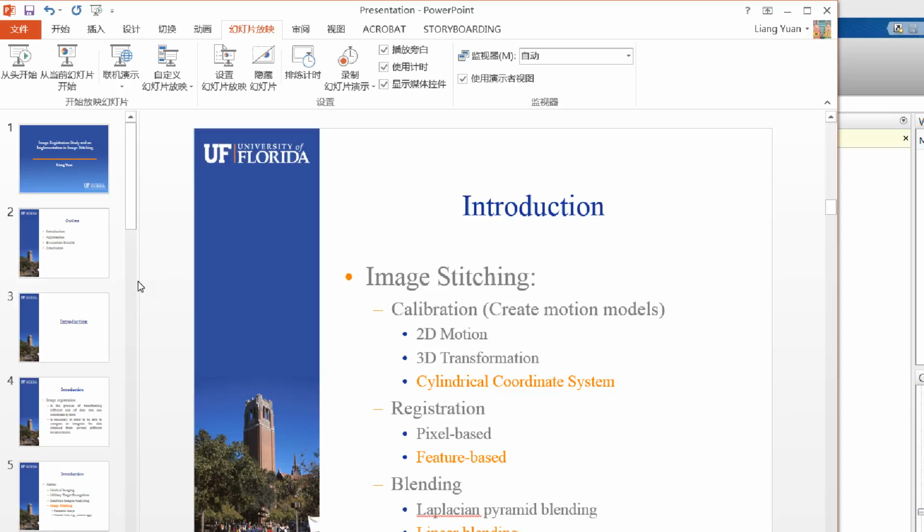There are basically three steps in image stitching. The first is calibration or creating motion models, which can also be separated into several areas such as 2D motion, 3D transformation, and in this project we will mainly focus on the cylindrical coordinate system.